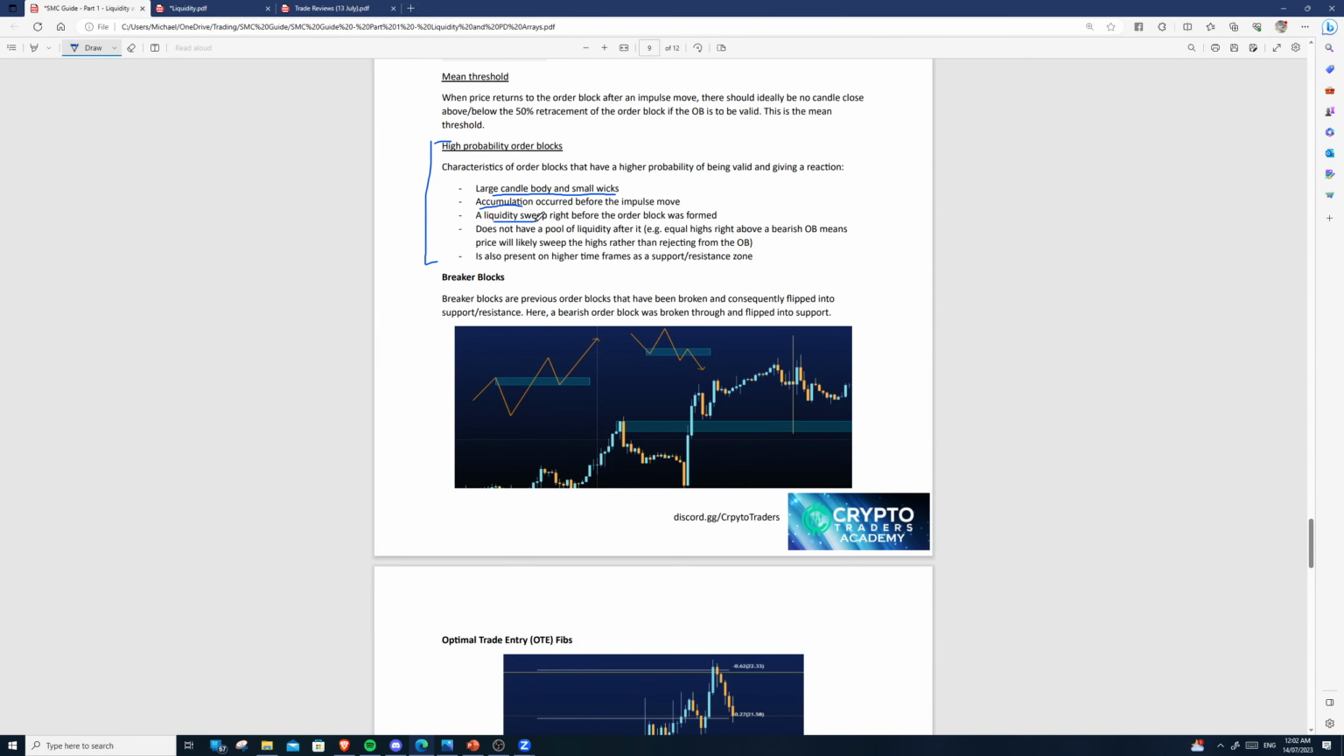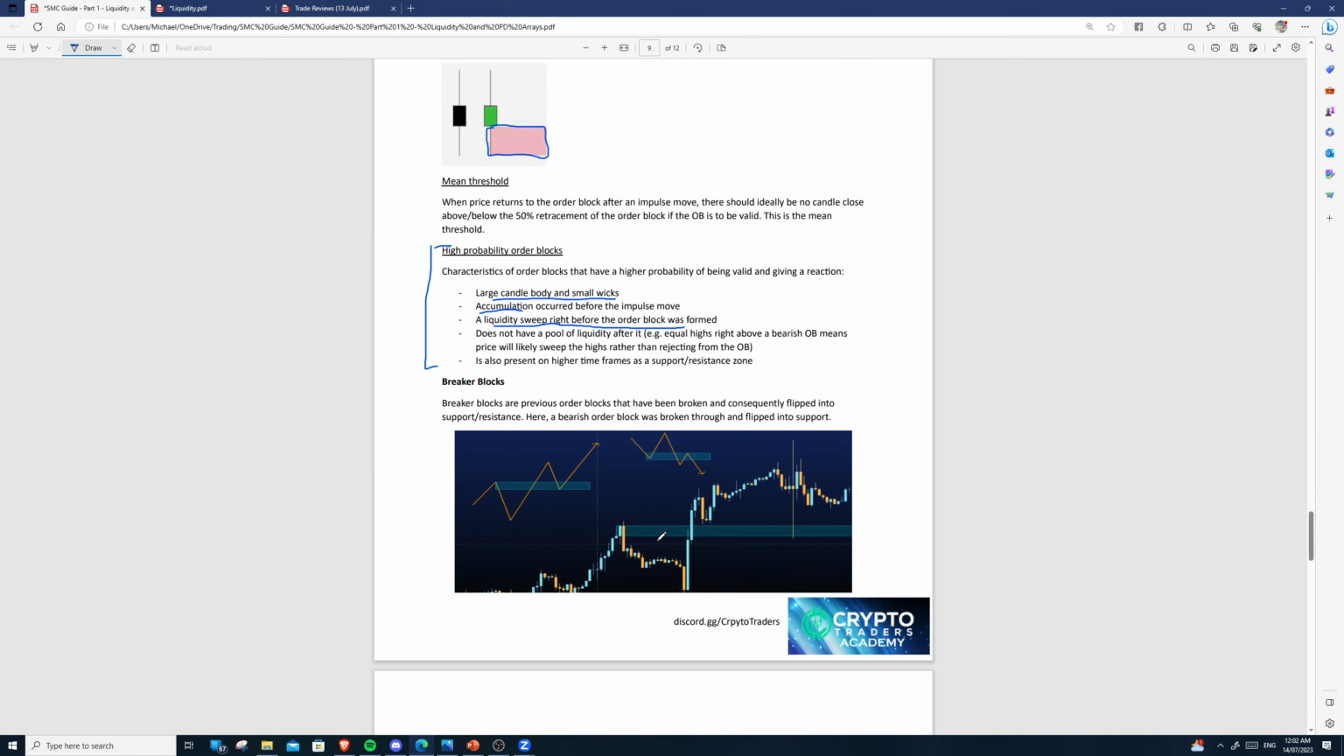If there was a liquidity sweep right before the order block was formed, that also makes it high probability, because that confirms the footprint of a market maker. And if there's no pool of liquidity very close to that level, that also increases the probability, because the market maker won't have a very close target to hunt in terms of looking for liquidity.